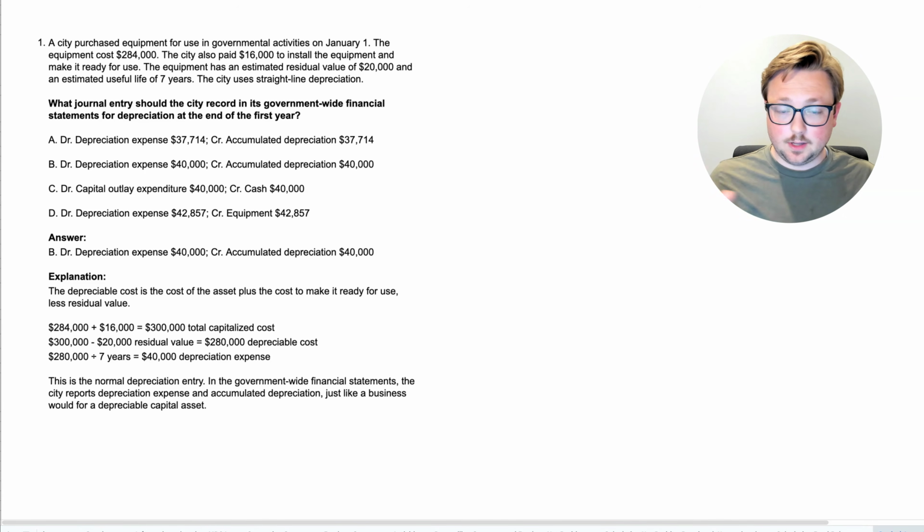And again, you'll think, well, this is pretty much exactly the same. Well, it is. Most of the time in governmental accounting, at least for the government-wide financial statements, which is what we're talking about, you're doing depreciation pretty much the same way that you would do it in normal accounting. In the government-wide financial statements, the city reports depreciation expense and accumulated depreciation just like a business would for a depreciable capital asset.